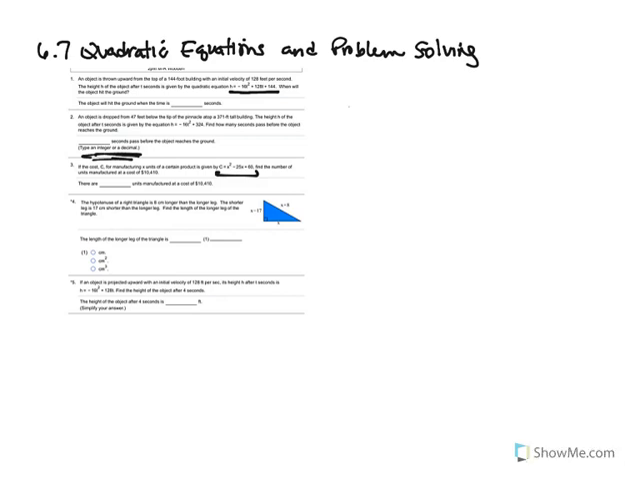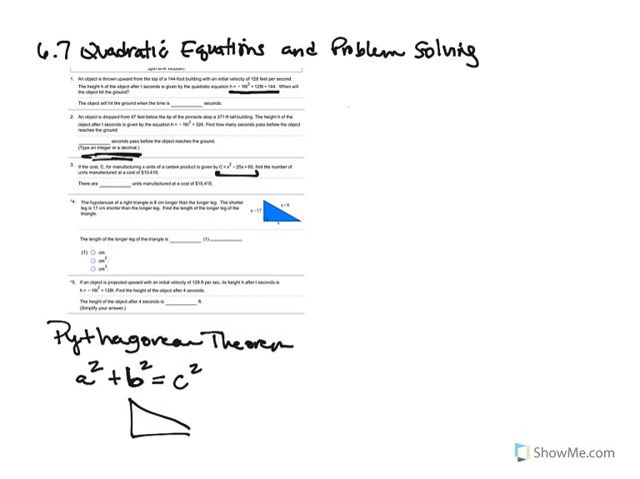So number 4 deals with right triangles. What we want to know about right triangles is the Pythagorean theorem, which is a squared plus b squared equals c squared. When you have a right triangle, you have the right angle, which is usually identified with that little square box. The 90-degree angle is what it is.